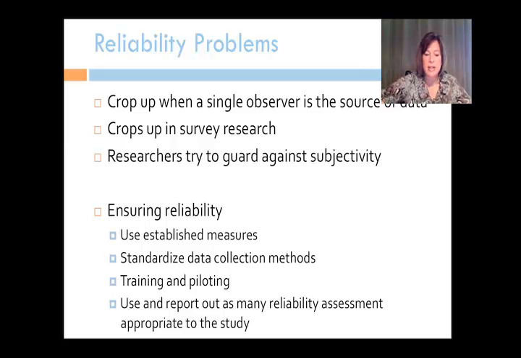Reliability measures are consistent, but they're not necessarily always accurate or valid. You can have reliability without validity, and we saw that with the bullseye diagrams. So reliability, for a quality measure, reliability is necessary, but it's not sufficient. For a quality measure, we also need to have validity. We're going to talk about that next.